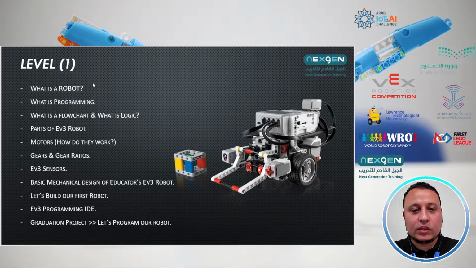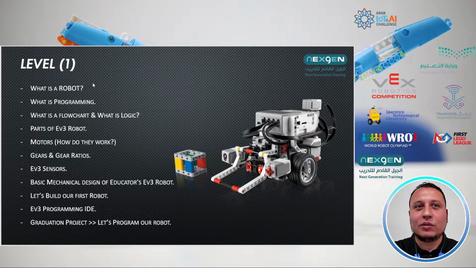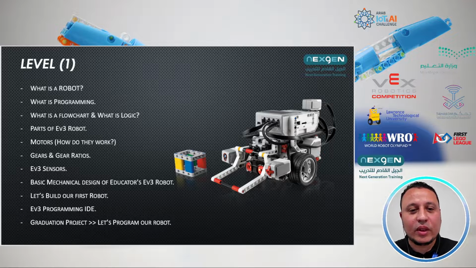The first thing we start with is, what is a robot? We give the students the most accurate and scientific definition of a robot. They get to know everything exactly: how is a robot different from a toy I have at home, or from machines, for example, and so on. This will be the first lecture.